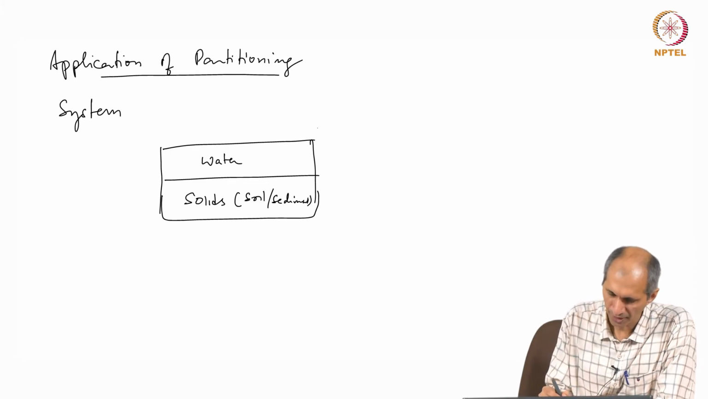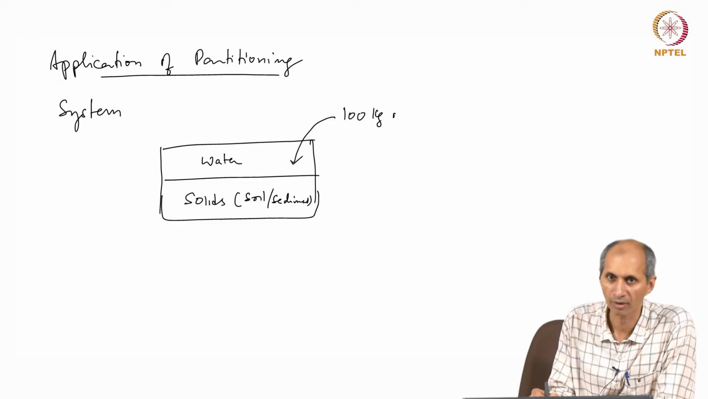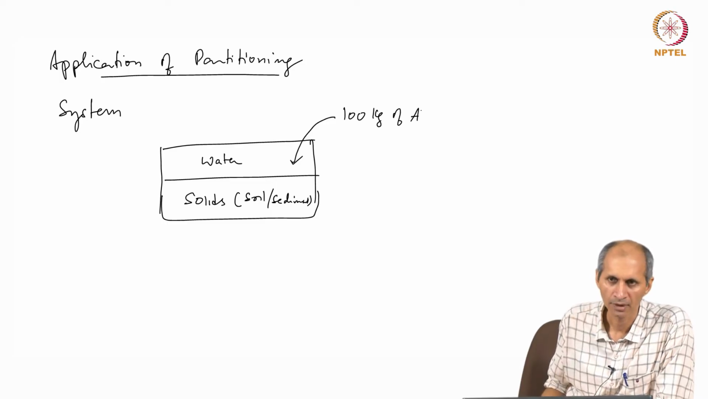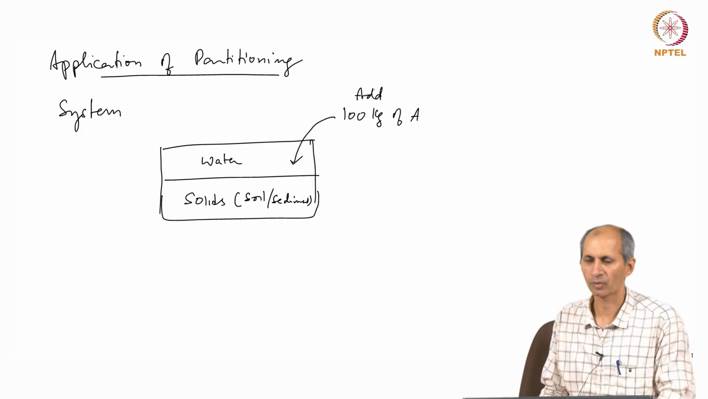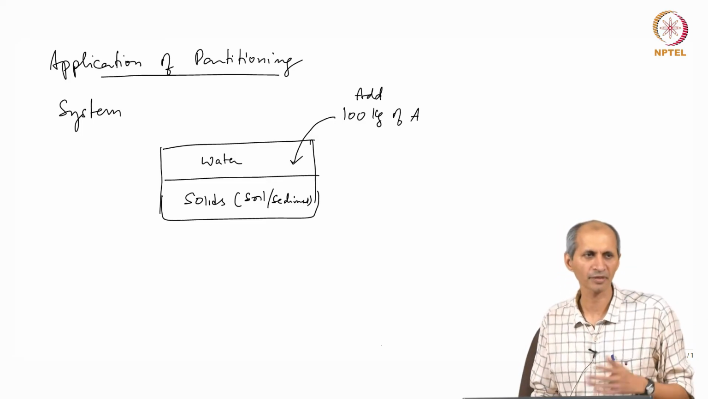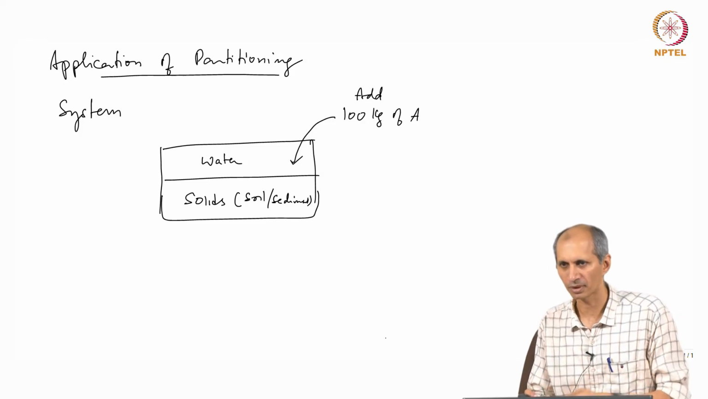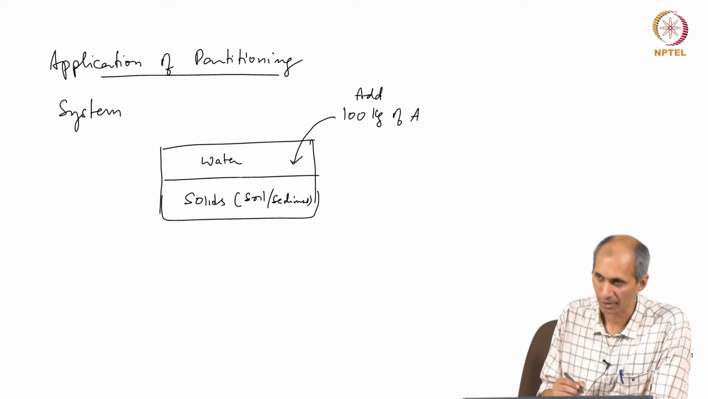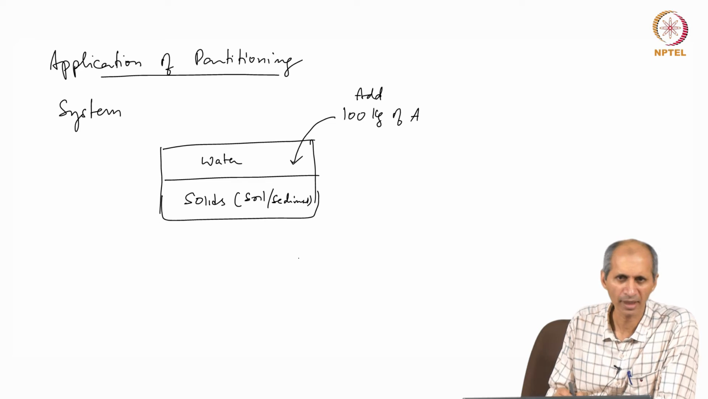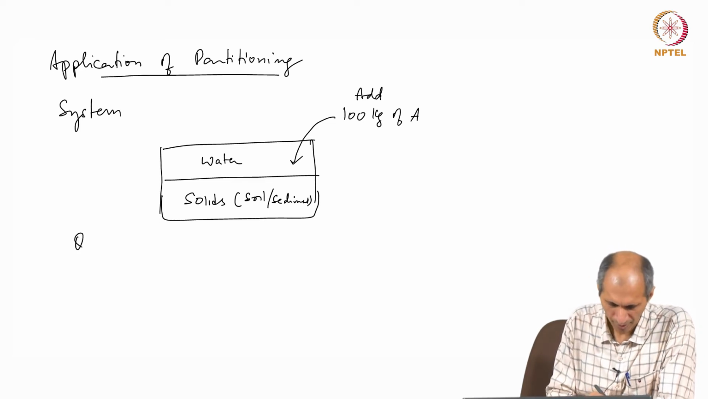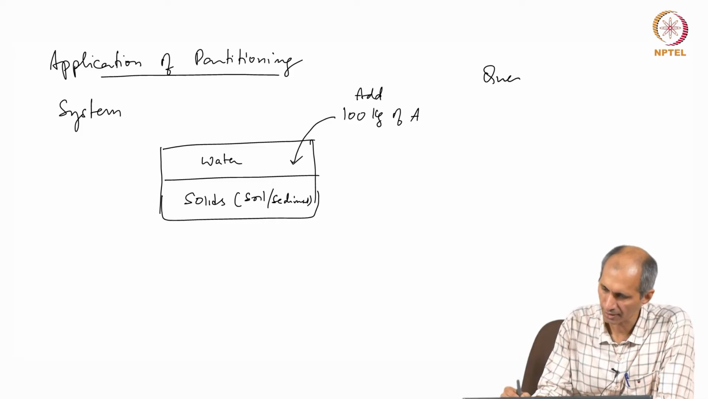Okay. Now into this system, let us say I will add 100 kilograms of some chemical A. What do we mean by adding 100 kilograms of A? Say there is a contamination, a pollution problem. Somebody dumps 100 kilograms of A into a water system which contains air, water and solids. It is a very straightforward problem, but what we are going to look at is some of the calculations that we will do. So the question that we will ask is the following.